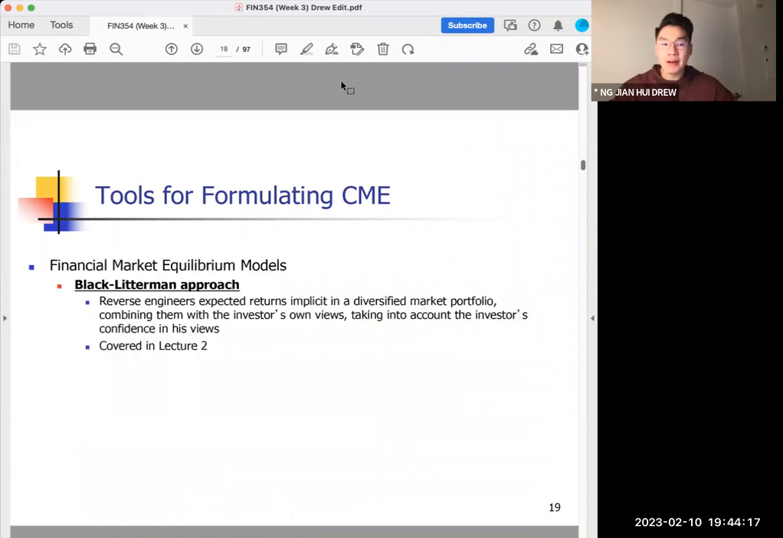Okay. And then another way to form your market expectation is the Black-Litterman approach. This one we covered last lecture, so I'll not talk about it. Basically, it is to reverse engineer what returns you want. Right.